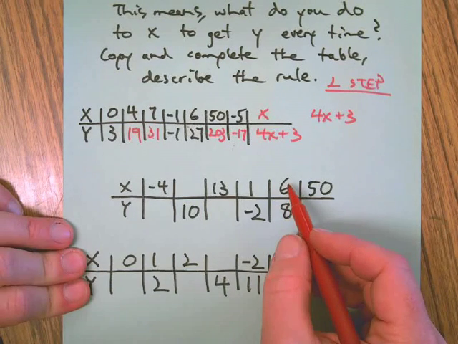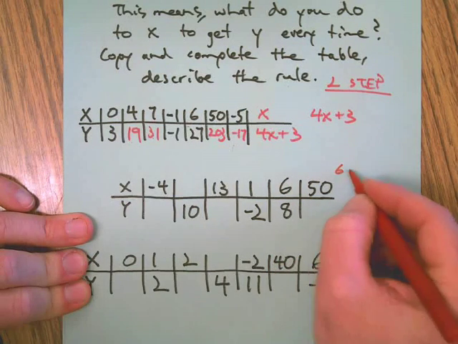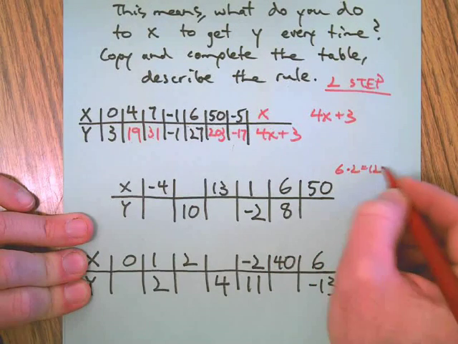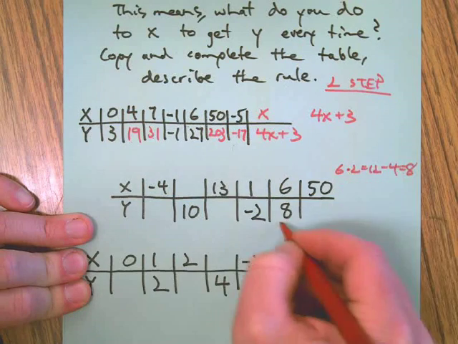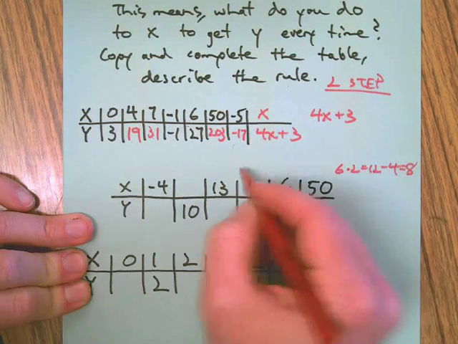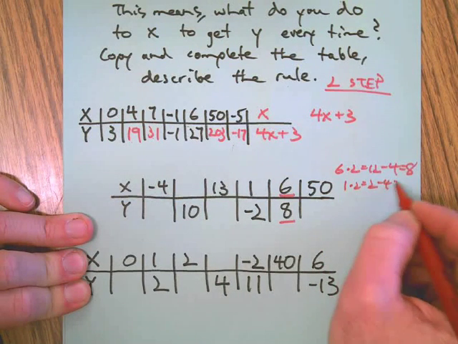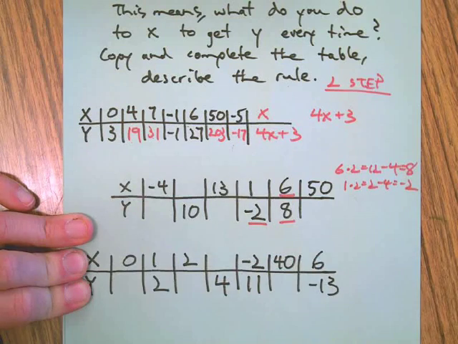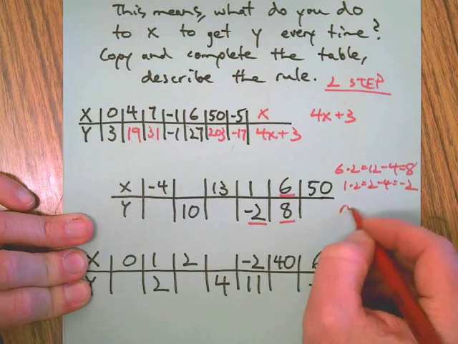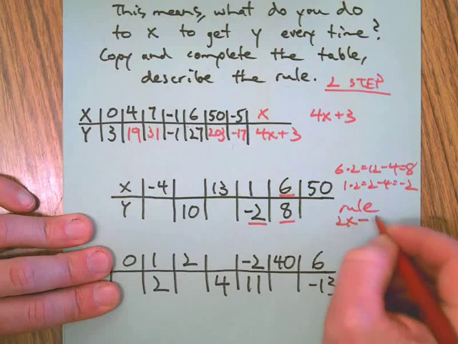Let's see. Times 2 minus 4. I think that works. 6 times 2 is 12. 12 minus 4 is 8. Works there. What about this? 1 times 2 is 2. 2 minus 4 is negative 2. It works there. So my rule, I'm so glad I remembered this, is 2x minus 4.